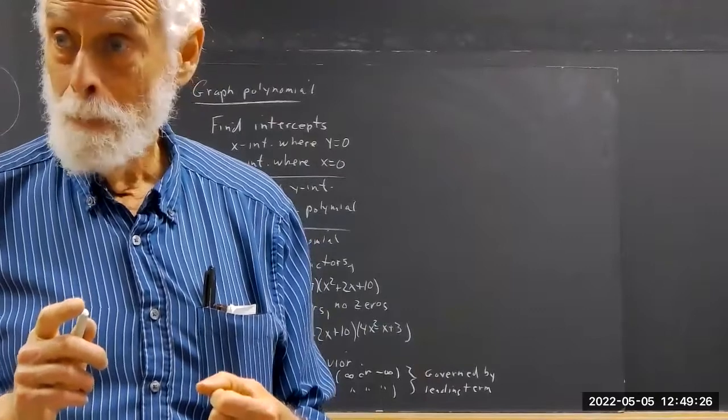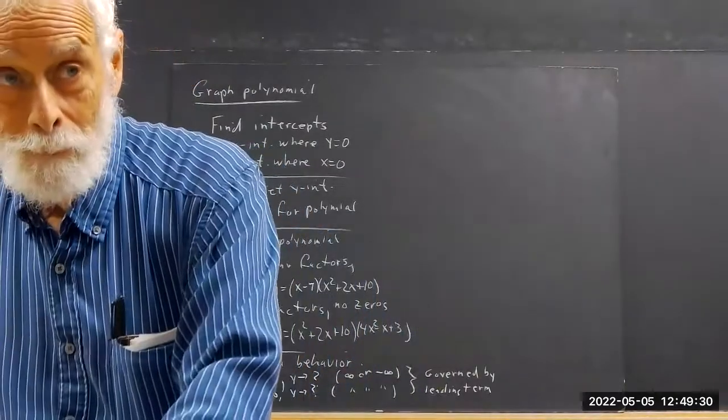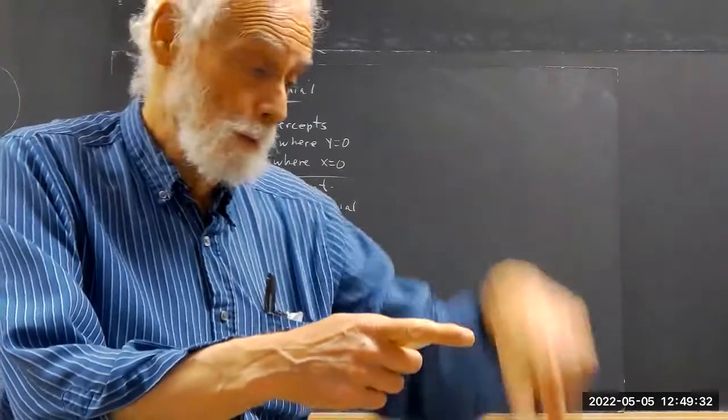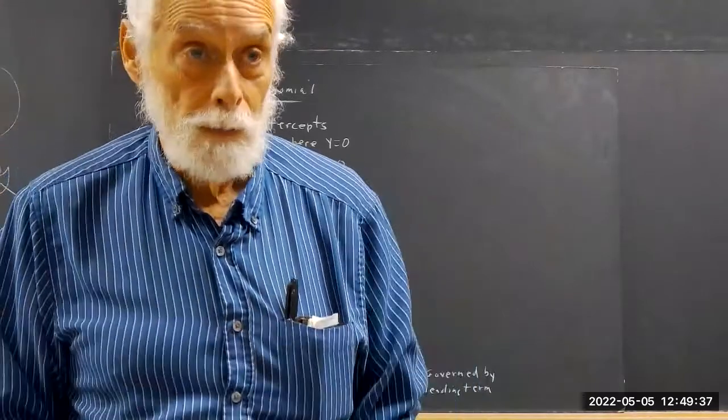Okay? If it's an even power that goes down, then as x goes to infinity, it goes to negative infinity. And as x goes to negative infinity, it goes to negative infinity. Okay?